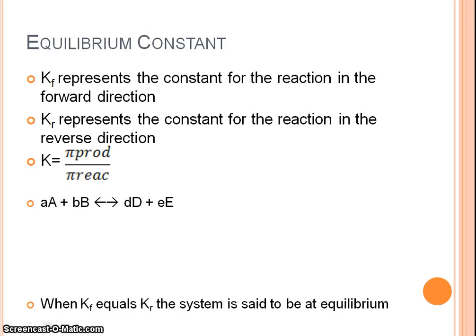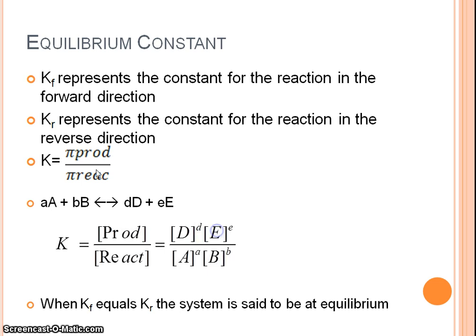The equilibrium constant is represented by a K. Kf represents the constant for the reaction in the forward direction, and Kr represents the constant for the reaction in the reverse direction. K is represented by the equation: the multiplication, which is represented by a pi, of the products all over the pi, which is the multiplication of the reactants. The coefficients out front represent the powers that the concentration is raised to.